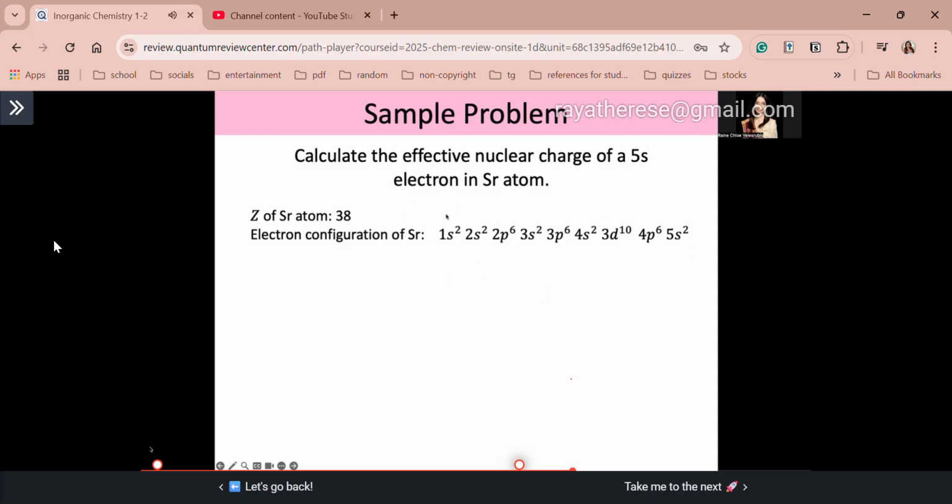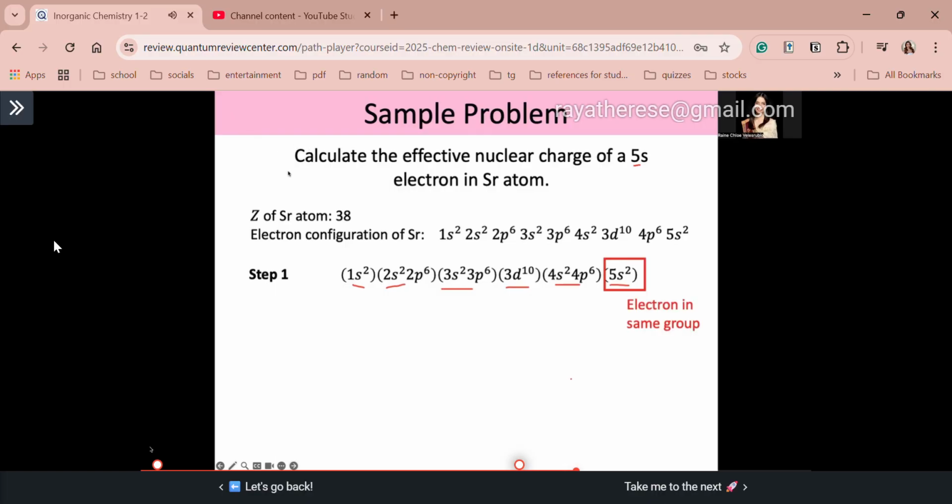Now, step 1. Group nyo muna yung electron configuration based on increasing energy. So 1s2, groupmate sila. 2s2p, groupmate sila. 3s3p, groupmate sila. 3d, individual. 4s4p, groupmate. 5s2, kasi siya lang naman talaga mag-isa. Wala ka namang 5p dito, di ba? Okay, so your electron of interest ulit is a 5s electron. Isang electron from the 5s orbital. So, yung other electron in the 5s orbital contributes to the shielding constant. So, it's an electron in the same group.